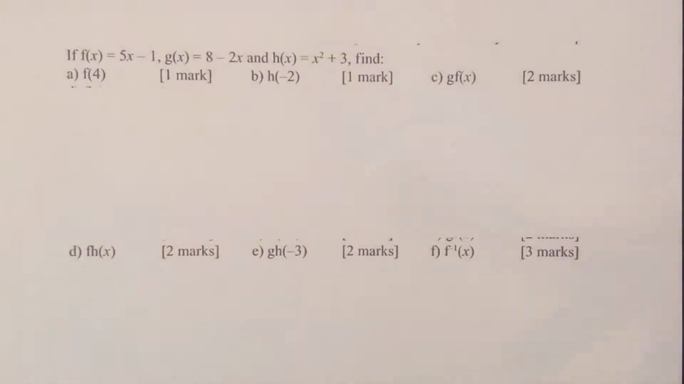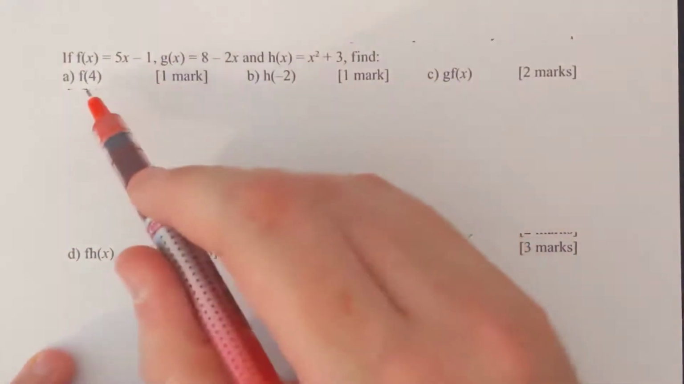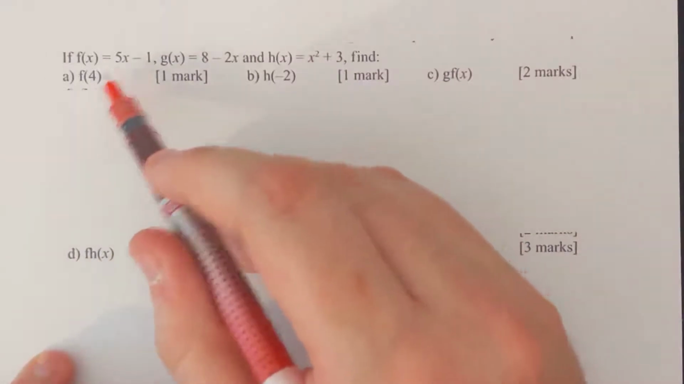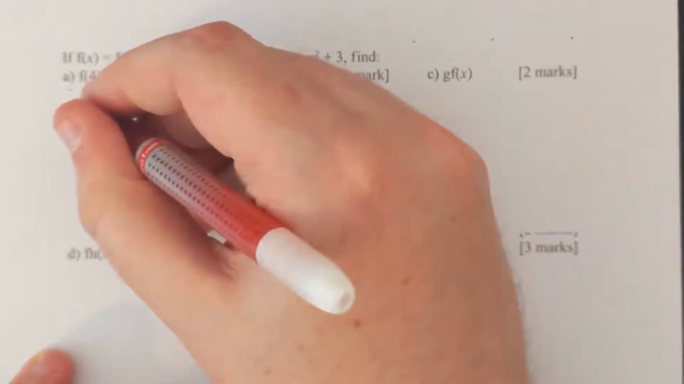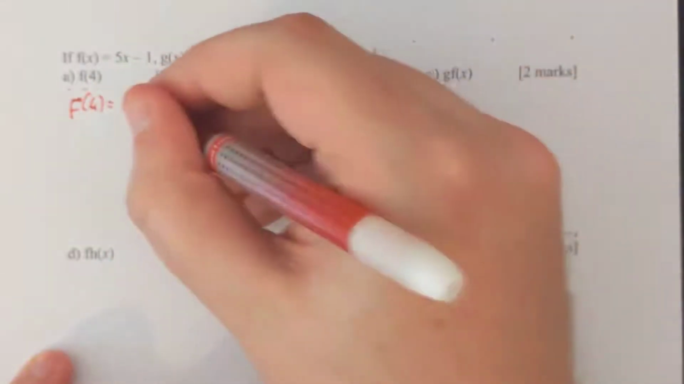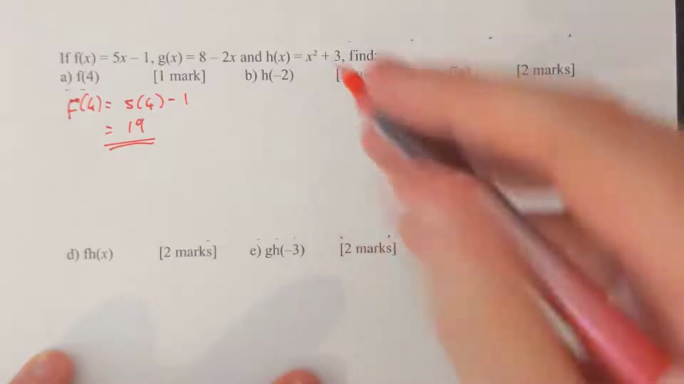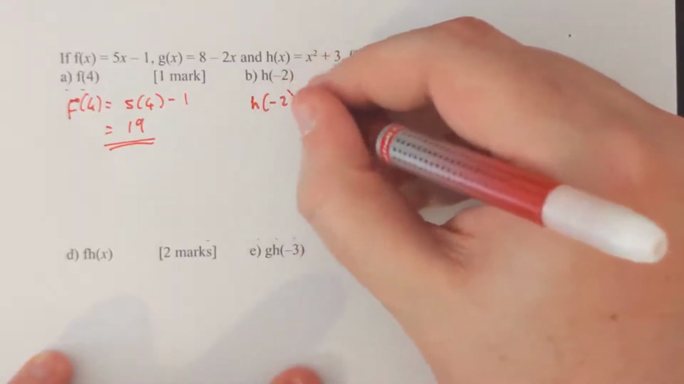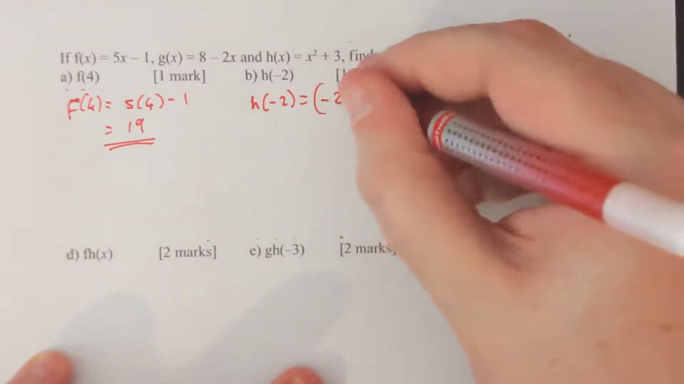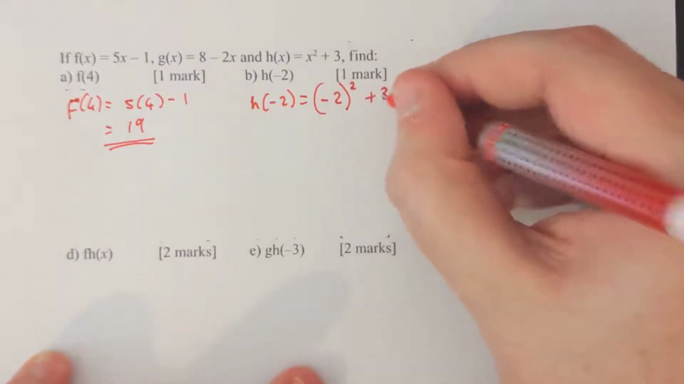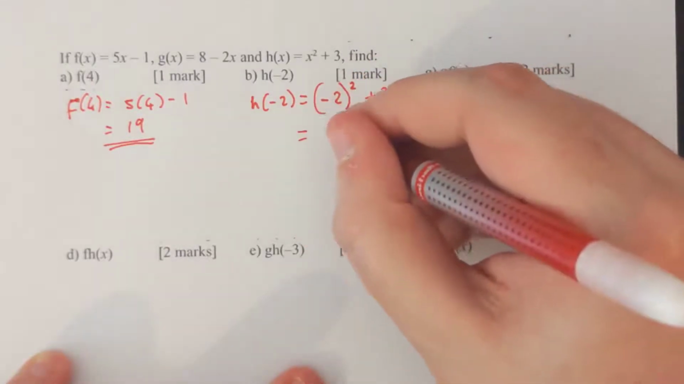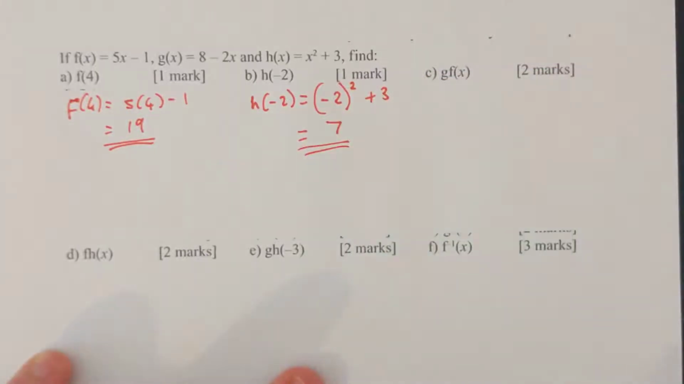So firstly, f of 4 is nice and straightforward. If f of x is 5x minus 1, then for f of 4, I just replace each of my x's with 4. So f of 4 is equal to 5 times 4 minus 1, which is 20 minus 1, which is 19. Exactly the same approach for h of minus 2. So h of minus 2 is equal to, I replace the x with minus 2, so that's minus 2 squared plus 3. Minus 2 squared is 4, plus 3 is 7.